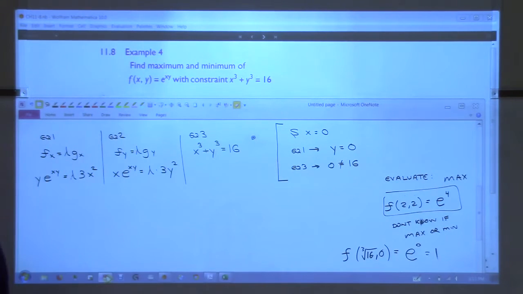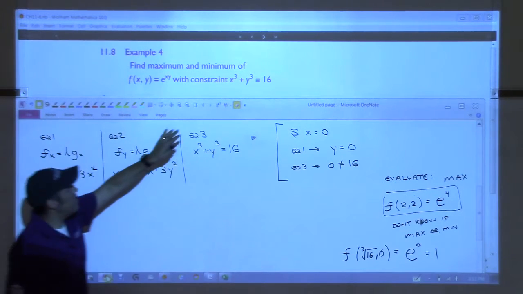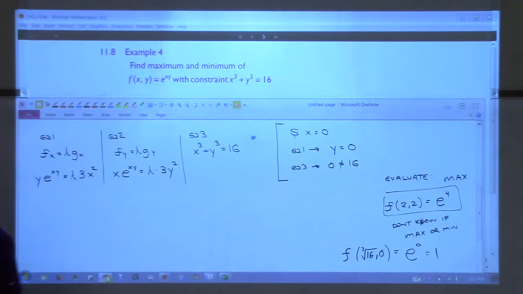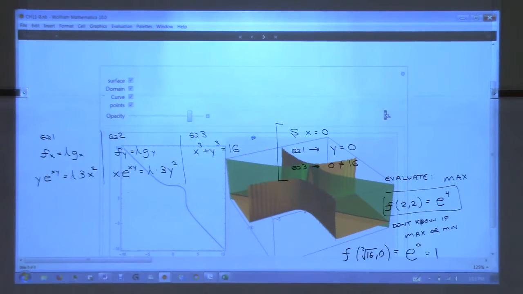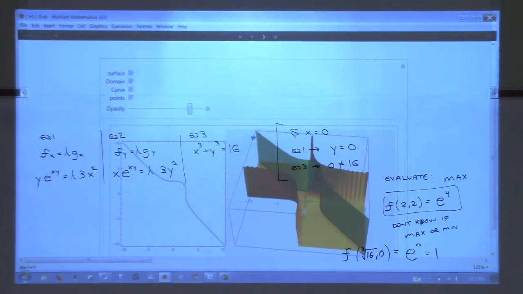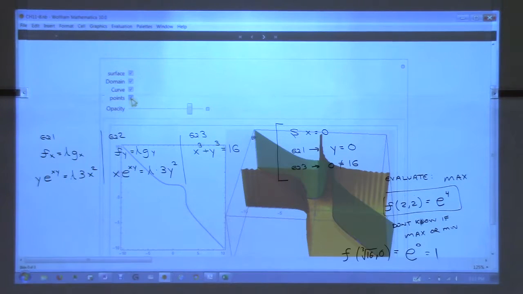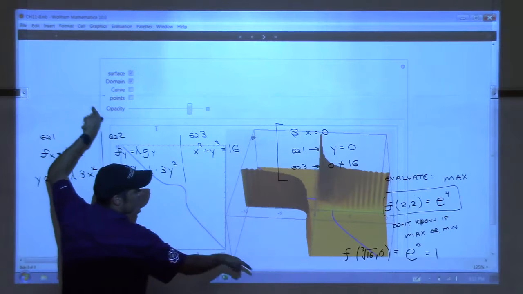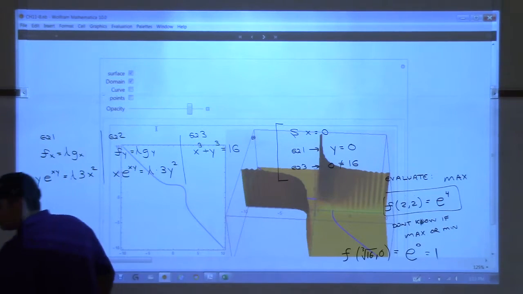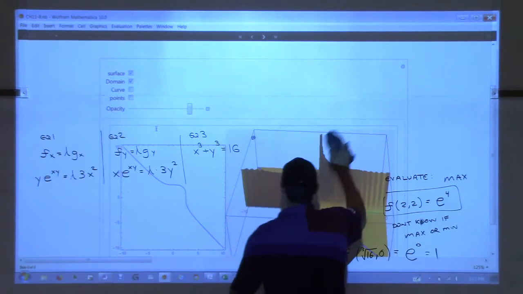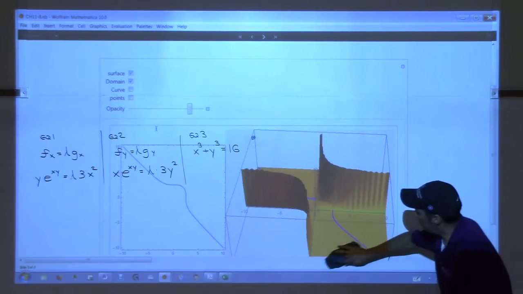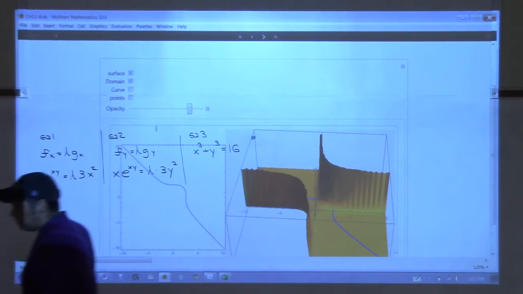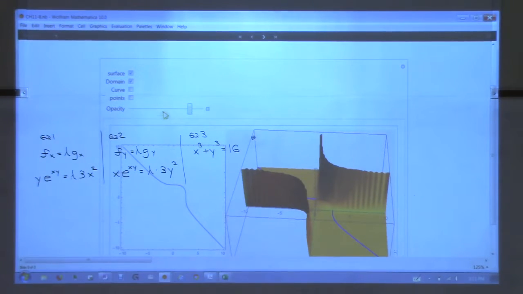We have no minimum. And the reason we don't have a minimum is because our constraint equation is not a closed curve. If we go back to the picture we were looking at, the constraint, x cubed plus y cubed equals 16, is this curve, and it goes on forever. So when we plug any point on that curve into our surface, it's like asymptotically approaching 0. It's never getting there, but that's what it's doing.